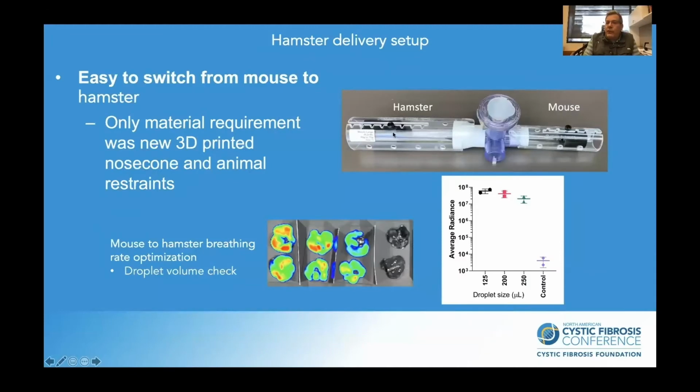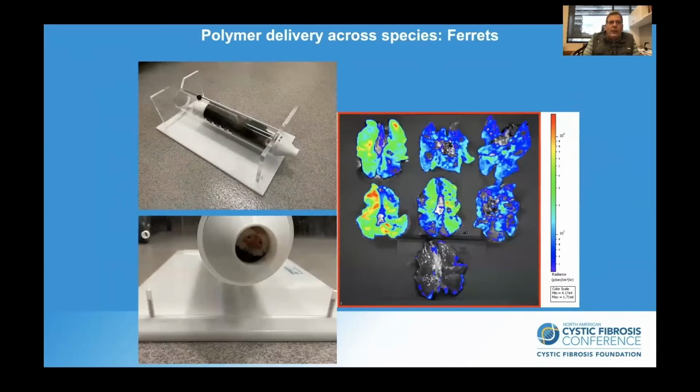You can easily move this into a hamster, essentially by changing the size of the tubes. We looked at average radiance, and we optimize how much liquid goes into the nebulizer for different species. But we were able to easily take 76 from one species to another, and what you're seeing here is expression in hamster lungs. From that point on, we were able to move to ferrets.